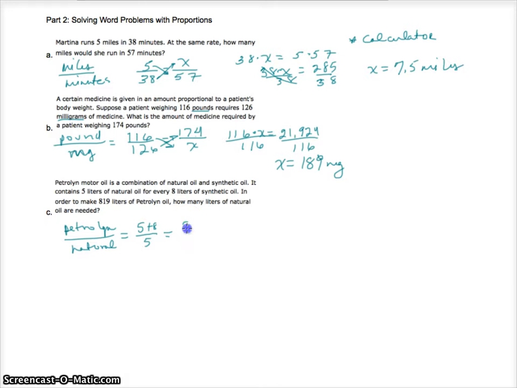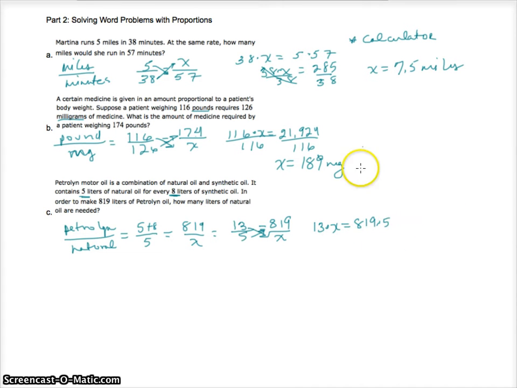Equals 819 over x total. And the reason I do 5 plus 8 is because the total amount of oil required to make petrolin is 5 plus 8, which is 13. So that gives me 13 over 5 equals 819 over x. Now I'm going to cross multiply. This gives me 13 times x equals 819 times 5.